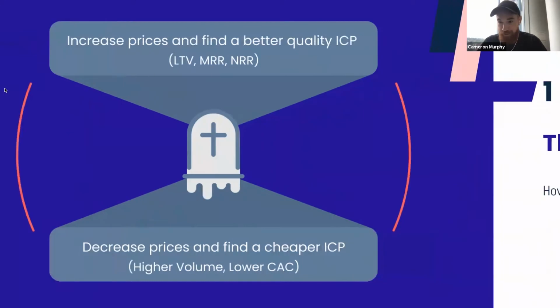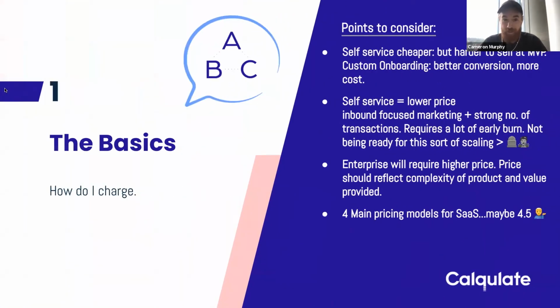So let's go to the next slide. The basics. First thing you need to figure out is, how are you going to charge? There's 4 main pricing models, and each pricing model really depends on the type of thing that you're selling.